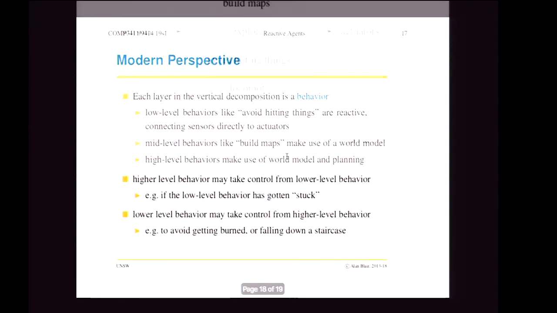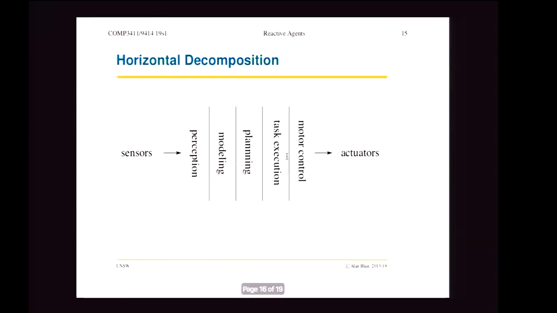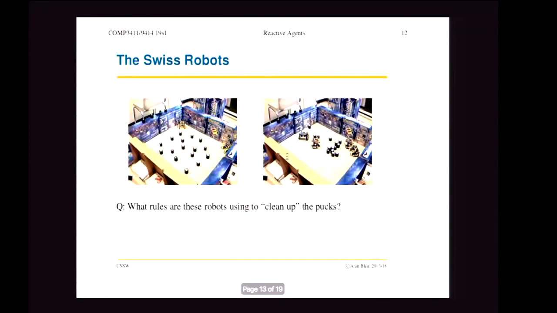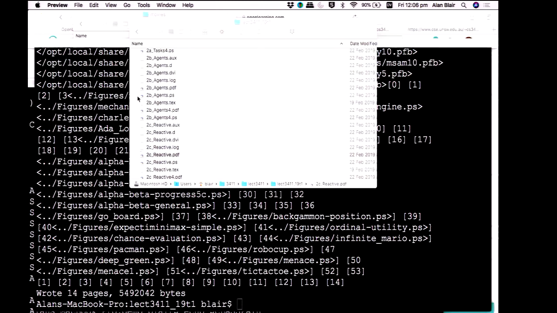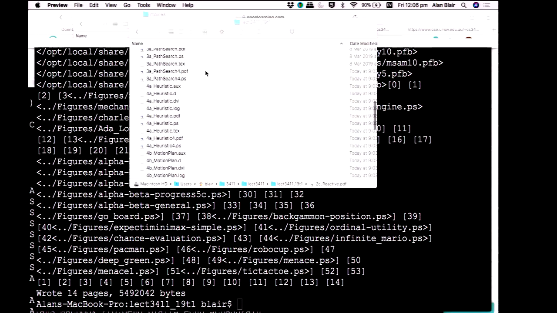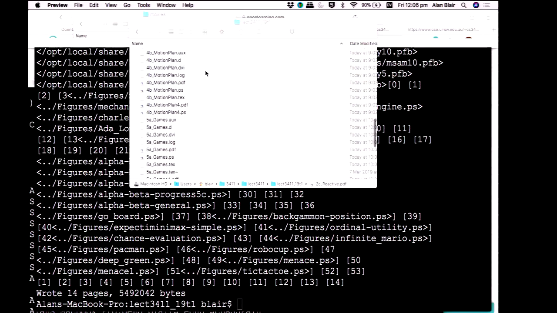Okay, so that's just a very brief introduction to reactive agents. Are there any questions about this? Yeah. All right, where are we? There's one more topic I wanted to cover, which will be the last thing for today, which is about motion planning.